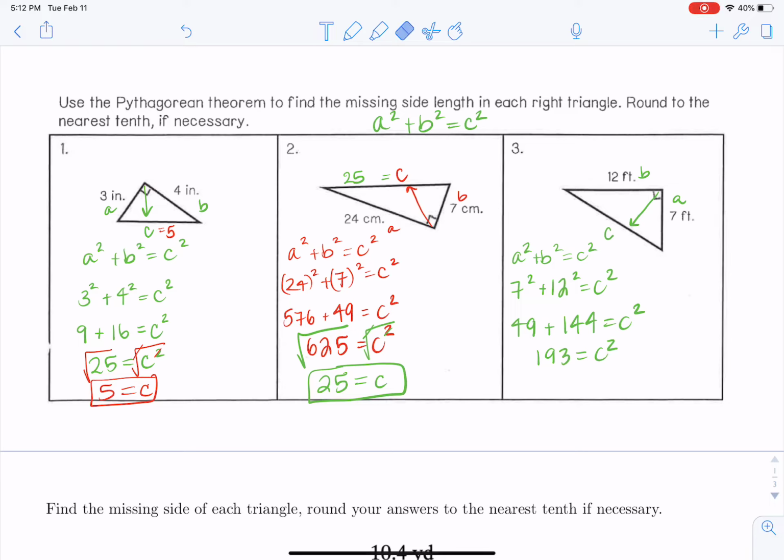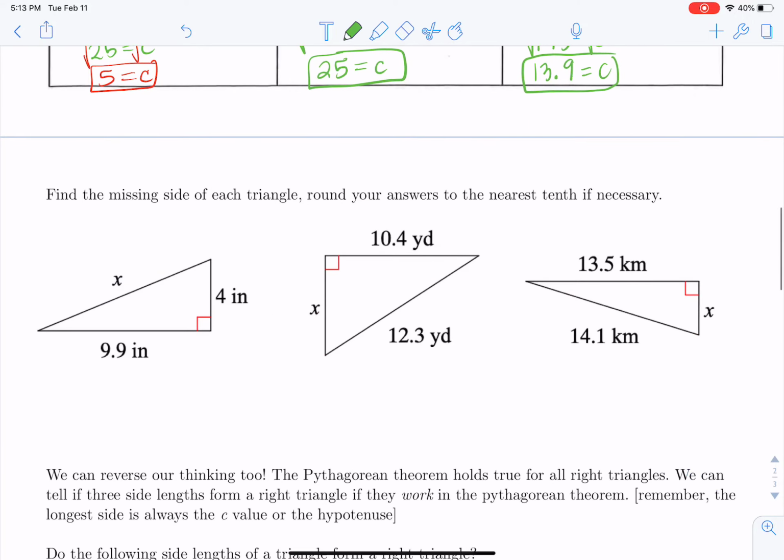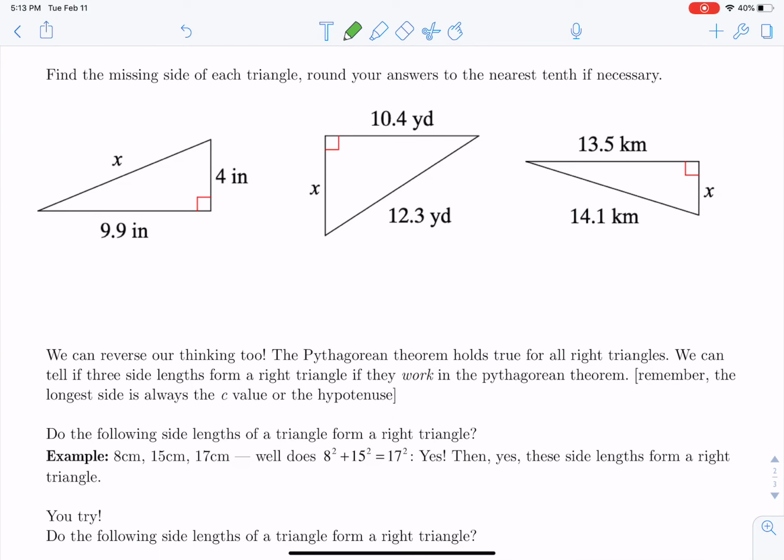When I take the square root of both sides, here I have round to the nearest tenth. So I have 13.9 is equal to C once I go ahead and take the square root of both sides. So this side length is 13.9 feet. Here we have centimeters, and here we have inches. Awesome. So here what I want you to do is find the missing side of each triangle and round your answers to the nearest tenth if necessary.